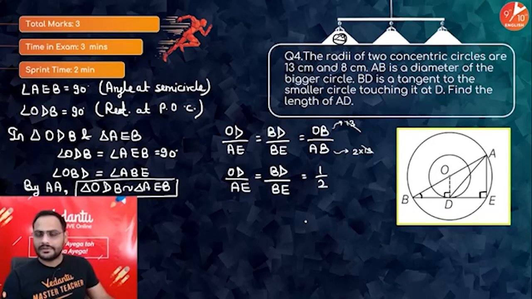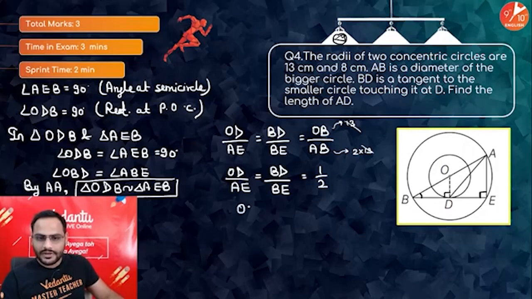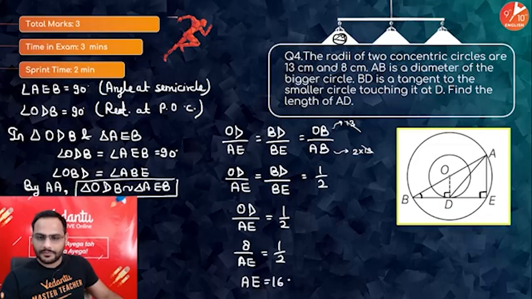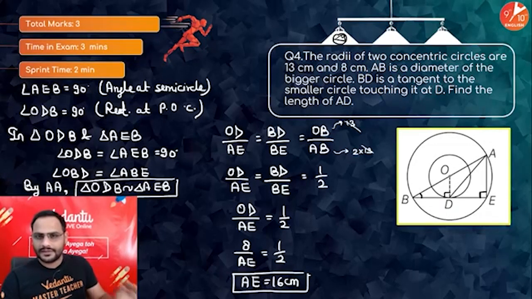Alright, clear? Now I know OD is the radius of the inner circle. So I will say, sir, OD upon AE is equal to 1:2. OD is 8, so 8 upon AE is equal to 1:2. You got AE is equal to 16 centimeters. We got AE is 16. Then we know BD upon BE is 1:2.